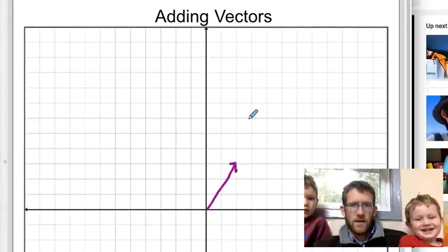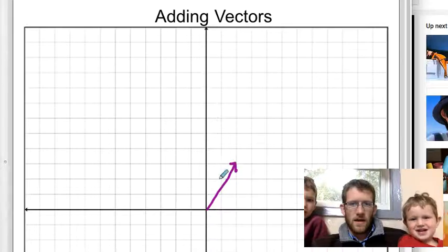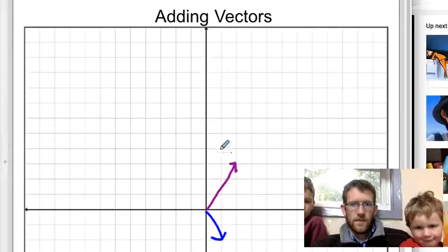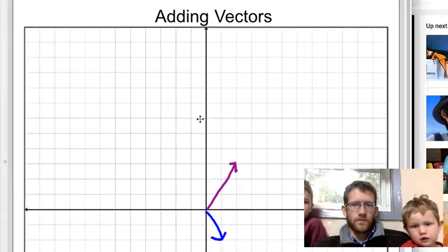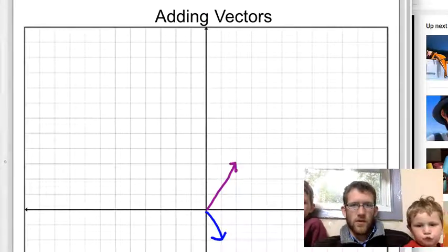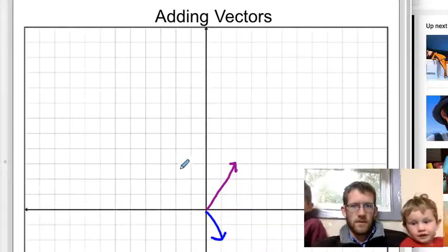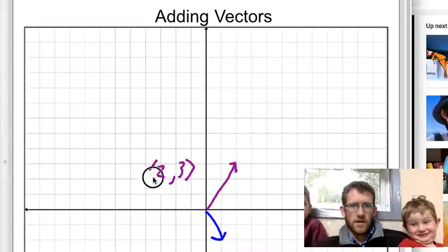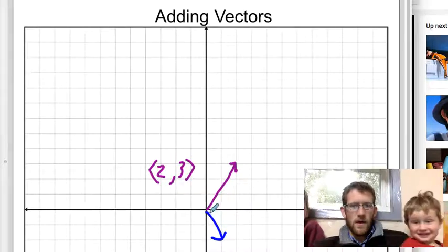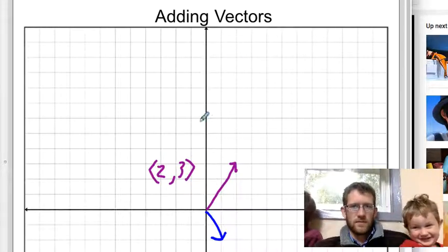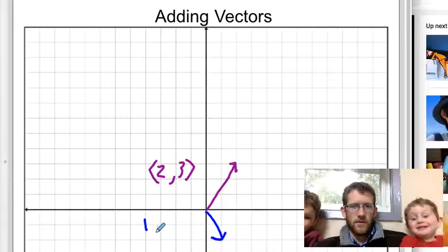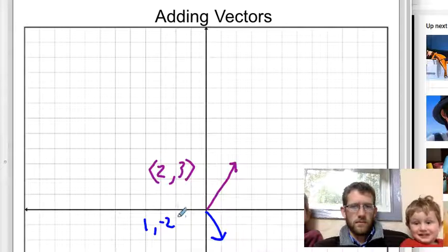I have a purple vector here, and let's say I have a blue vector that goes like this. Let's go ahead and write the component forms of these out. The component form of this vector is 2, 3. I'll just write it 2, 3: the horizontal change and then the vertical change. The component form of this blue vector is going to be 1, right? 1 to the right and then down 2. So 1, -2.